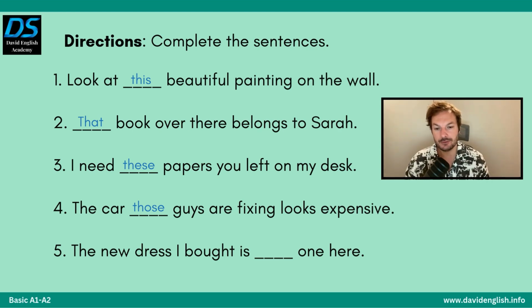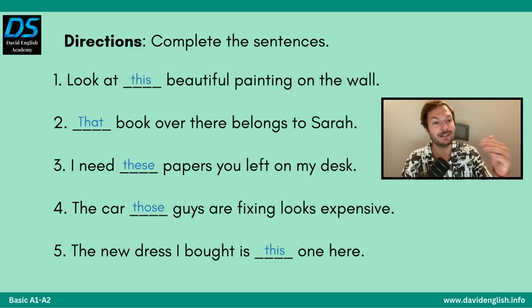5. The new dress I bought is one here. Since I said the word here, that means it's very close to me, within my walking distance, and I can touch it. I would say the new dress I bought is this one here.